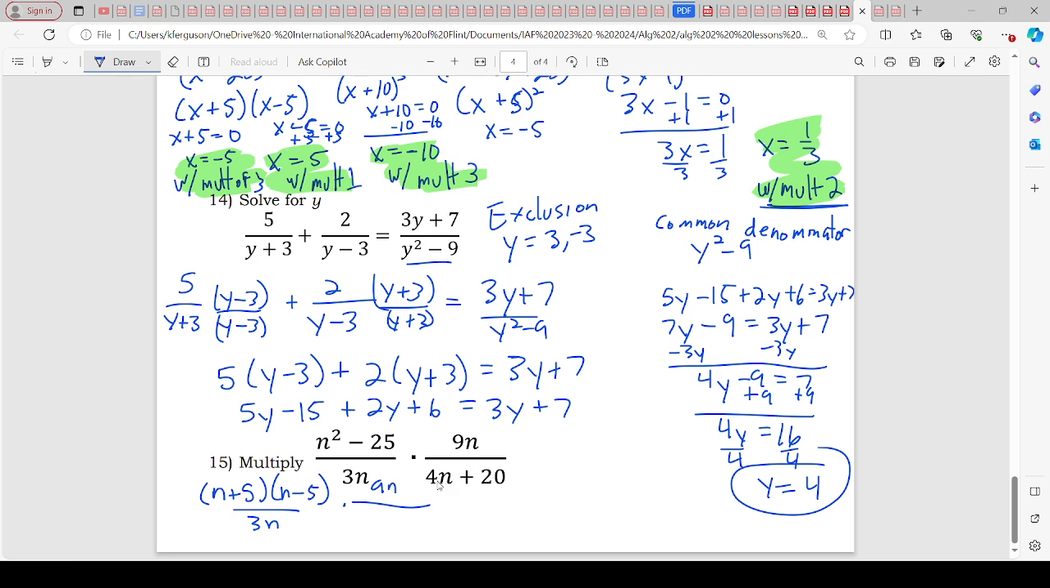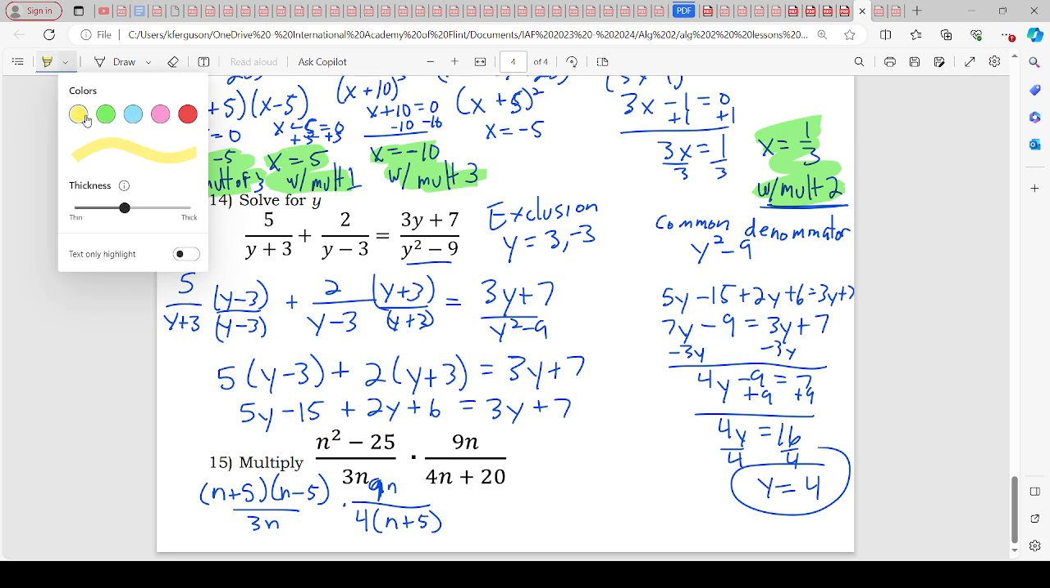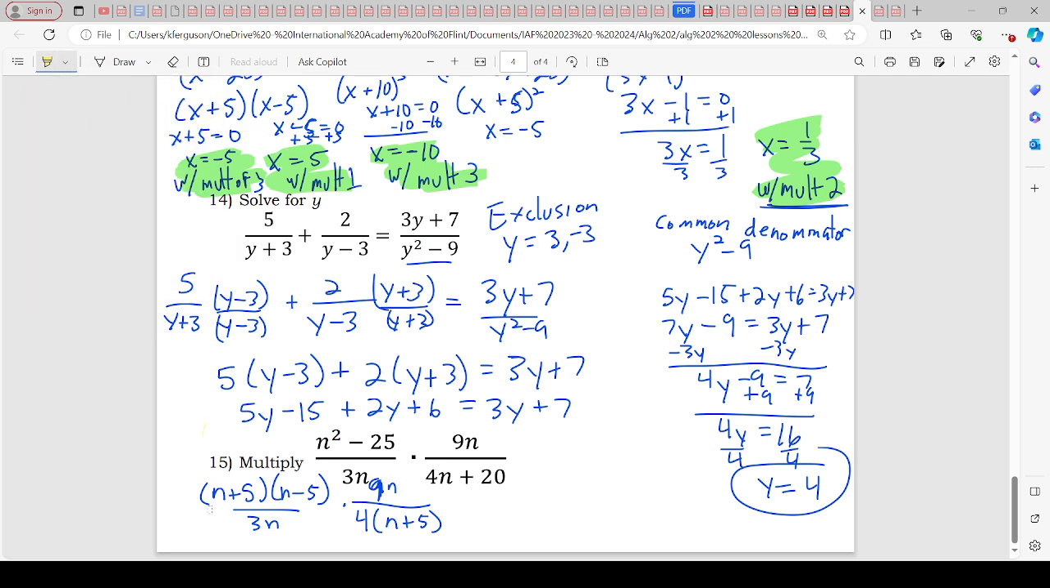And now I can factor 4n plus 20. I can pull out a 4 from both terms. So now I got n plus 5. If I look at that, that's not an 8, that's a 9. So I can cross cancel some stuff. I can cross out this n plus 5 and this n plus 5. Now remember, when I cross something out, it doesn't become 0, it becomes 1. So right here, that's 1 times n minus 5. And this is going to be 4 times 1.